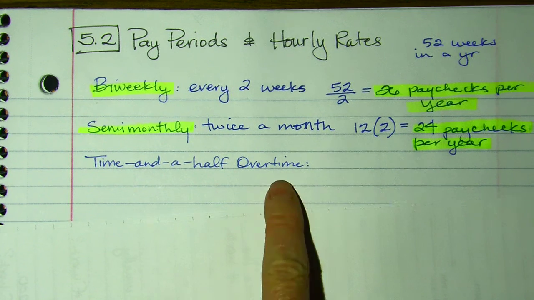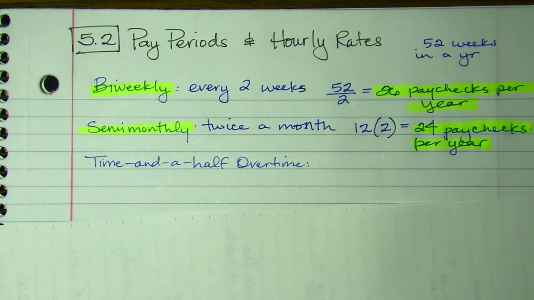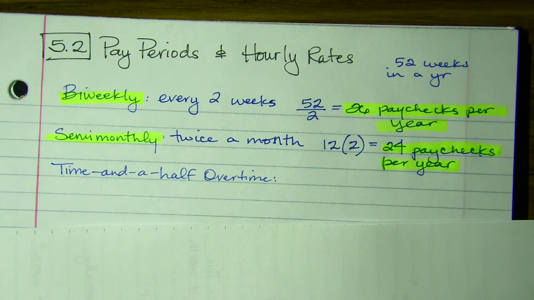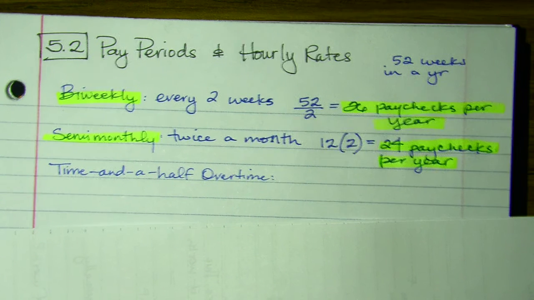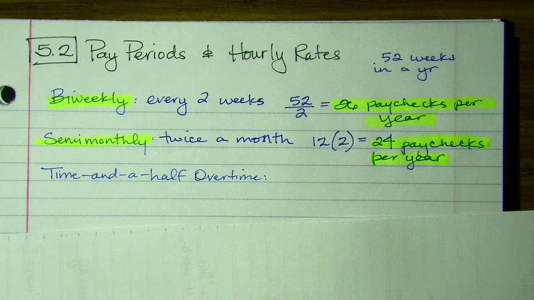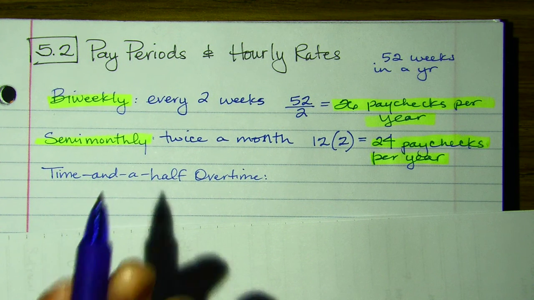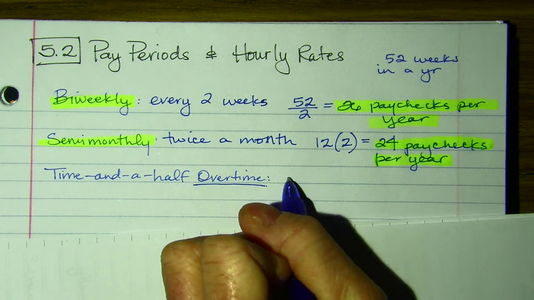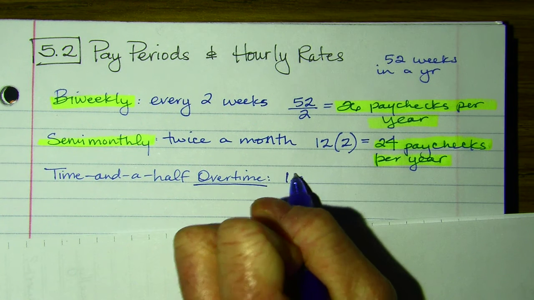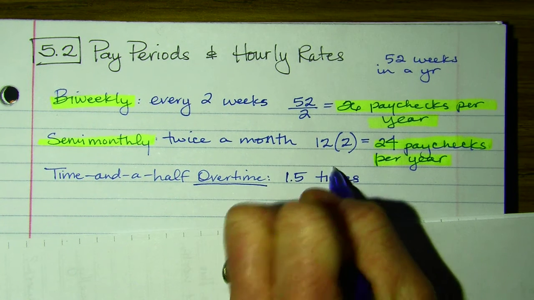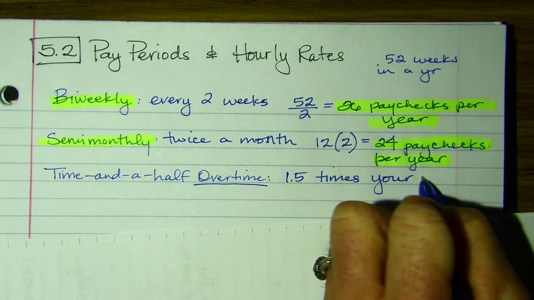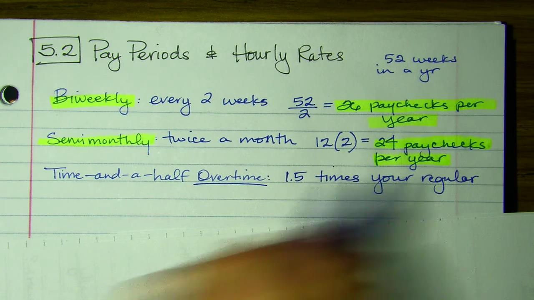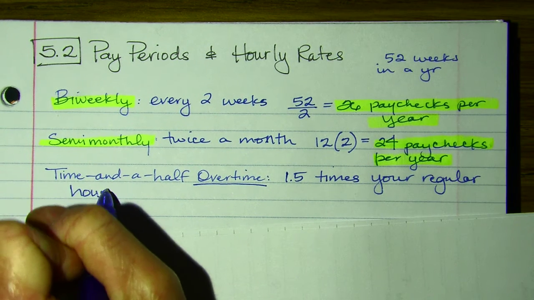Now, there's something called overtime. I'm sure you're familiar with that word. That's if you work more than your regular hours. Some jobs get paid overtime, some don't. Teachers don't. Firefighters do. So it just depends on your job. Overtime, though, is usually paid time and a half, meaning it would be 1.5 times your regular hourly rate.